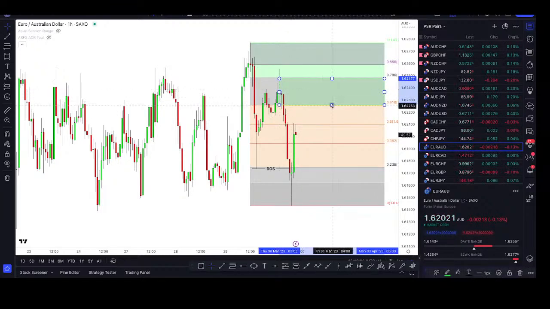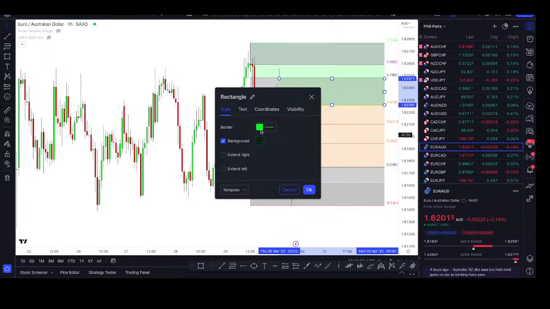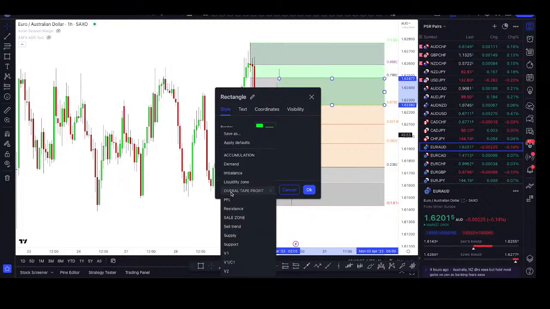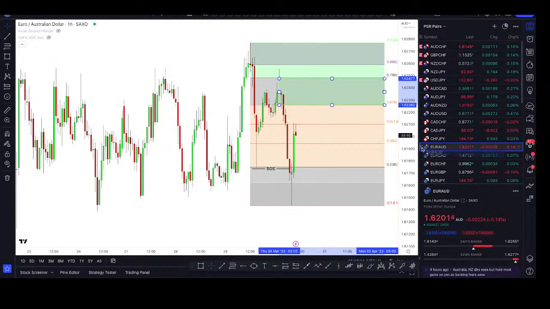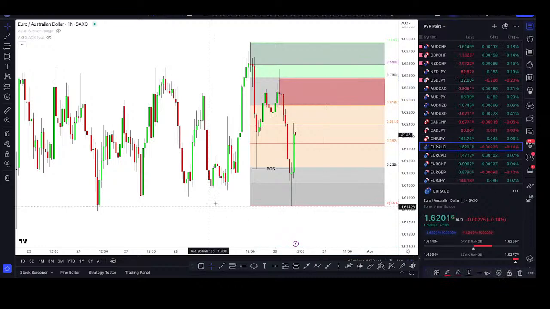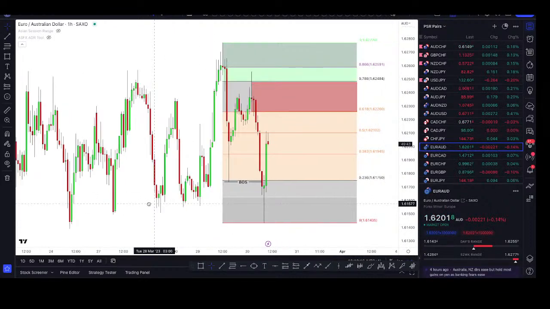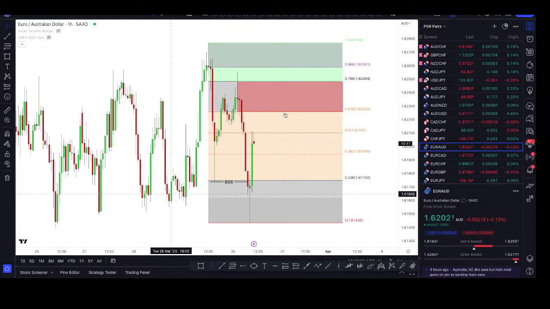So if your order goes back to this level and then breaks 15-minute structure back down, you're looking for a sell trade. Supply. Right there. So simple as that. Let's see how that plays out. So if it goes into here and we start to see a 15-minute chart reaction for a break of structure, again, you'll be looking for a sell trade.